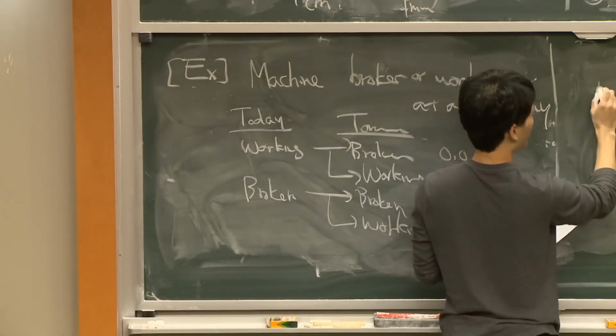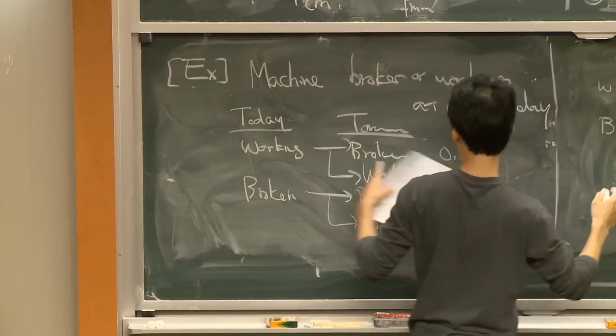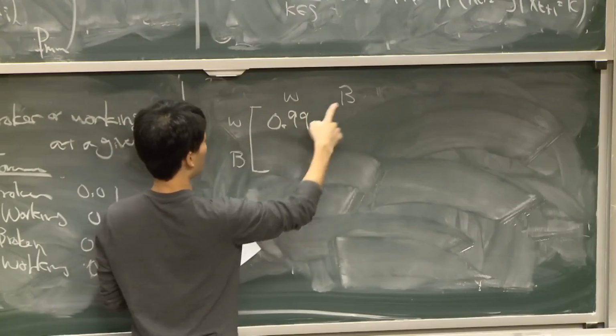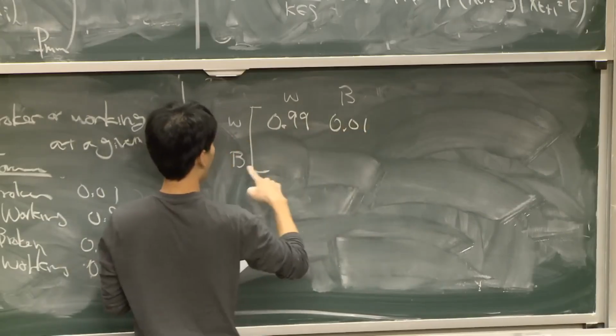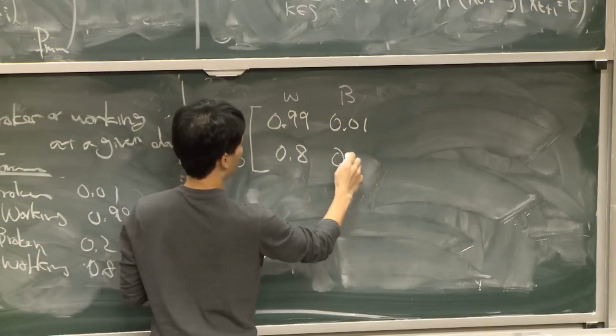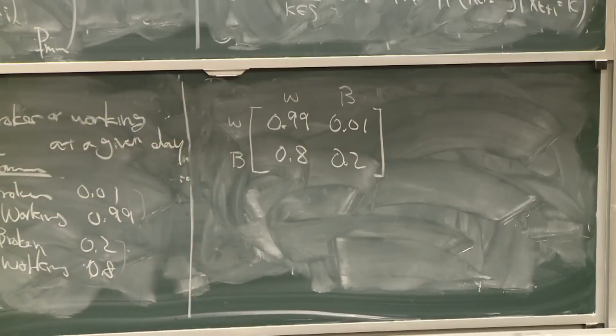So you have two states, working and broken. So if it's working to working is 0.99, working to broken is 0.01, broken to working is 0.8, broken to broken is 0.2. Okay, so that's what we learned so far.